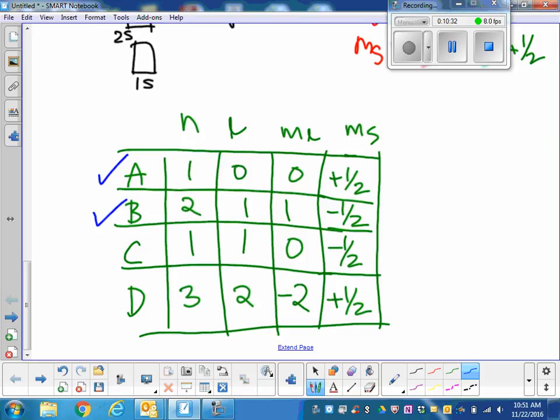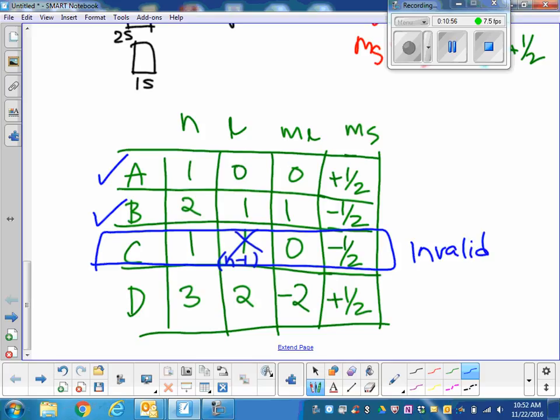Let's look at C. n is 1. Can l also be 1? This is not true because l values have to be at most n minus 1. They cannot be the same. Does that make sense? So this set of quantum numbers is invalid. This is your answer choice. For n equals 3, can you have l equals 2? Can ml be minus 2? Yes. Plus half. That looks valid again. Does that make sense? Do you understand?